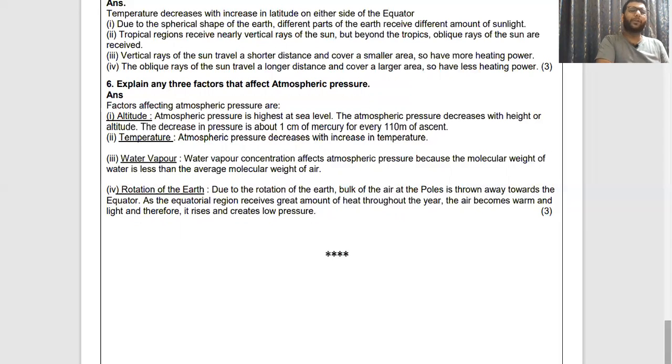If you find this point a little tricky, you may go to the next one, that is rotation of the earth. Due to the rotation of the earth, bulk of the air at the poles is thrown away towards the equator. As the equatorial region receives a great amount of heat throughout the year, the air eventually becomes warmer and light, and therefore it starts rising up, creating low pressure conditions over there. So any of these points in the answer can fetch you 3 marks.